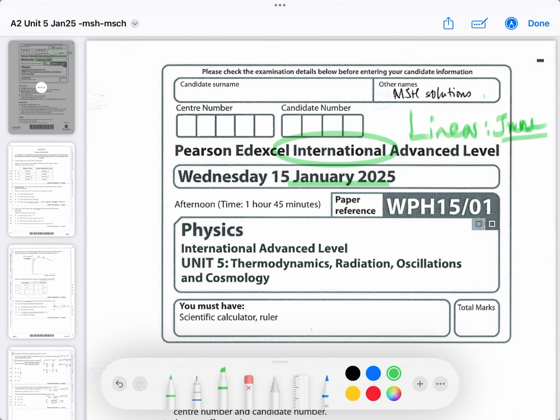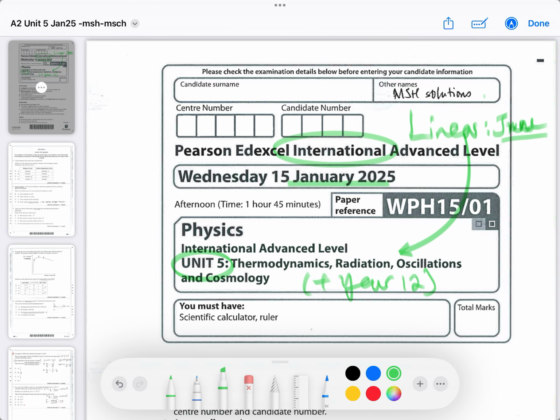So the linear exam is coming up in June, is slightly later because in the linear exam, as well as knowing all the content for the Unit 5 content of the International A-Level, you also need to know the Year 12 content. Yeah? So the linear exam includes all these topics, exactly the same specification, plus Year 12 content for the topics that you need to think about.